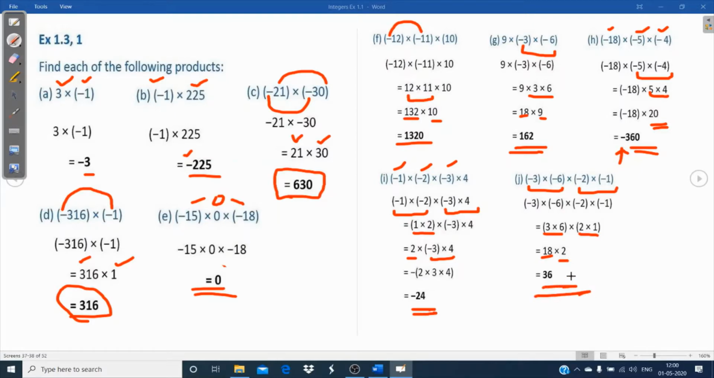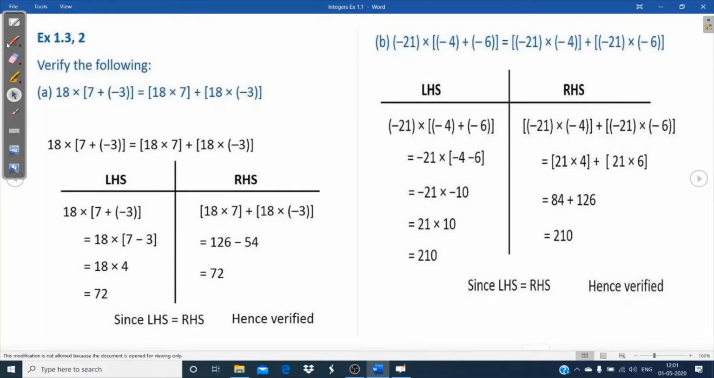36. Now question number 2. Here you have to verify the following. This is your left hand side. This left hand side should be equal to the right hand side. So separately we will do it.